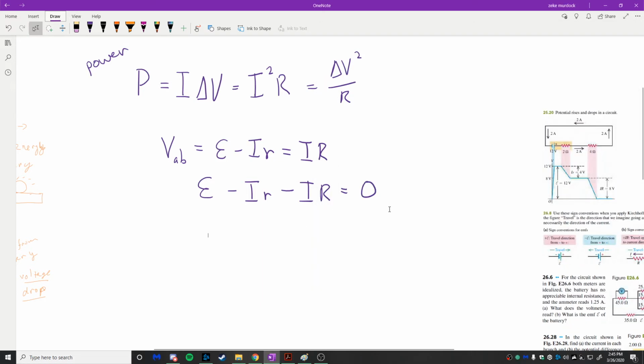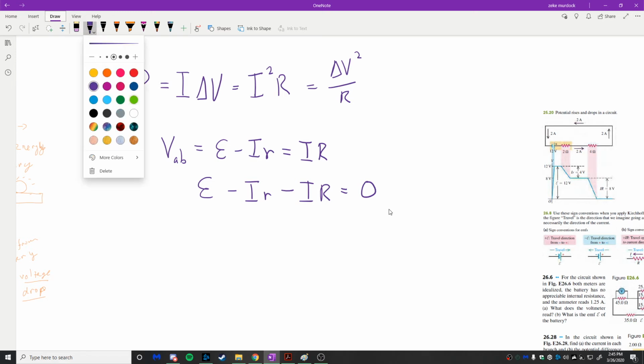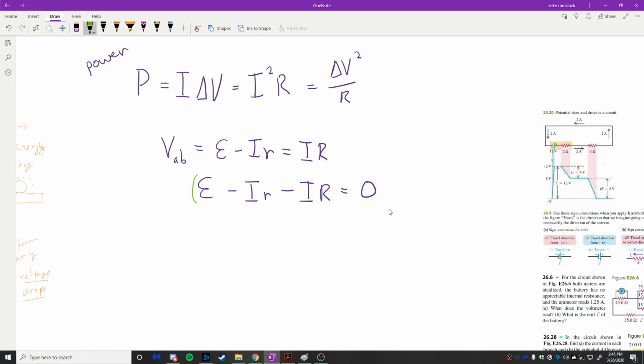Great, thank you. Okay, so E minus Ir minus IR equals 0, right? And then what we can do is this: if we multiply this entire side of the equation by the current, then what we end up getting is I times E minus I squared times little r minus capital I squared times big R equal to 0.